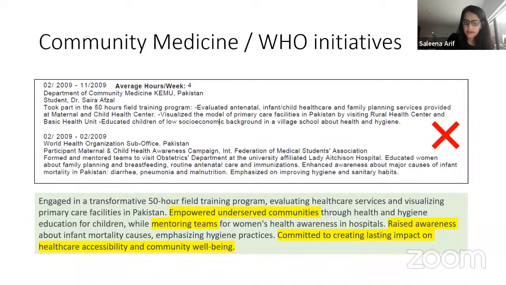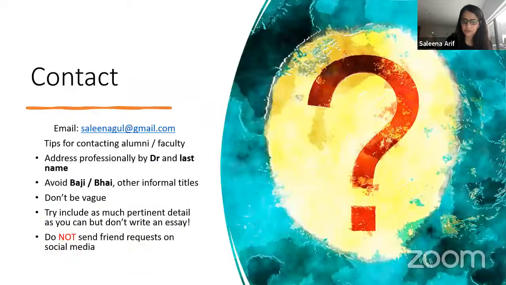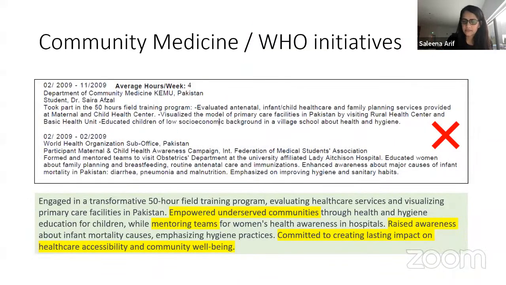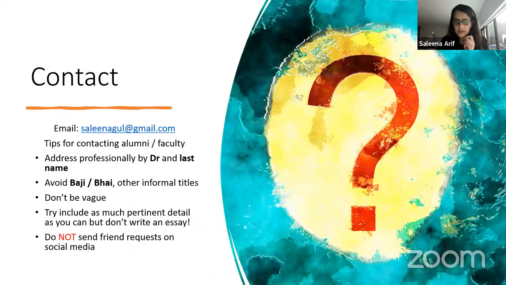So again, you can combine similar experiences under one heading, and then make sure that you are highlighting specific characteristics, like you were empowering underserved communities, you mentored, you raised awareness, and this showed your commitment to healthcare accessibility and community well-being, which are there in the key focus areas as well as key characteristics: improving healthcare accessibility, wellness promotion, etc.